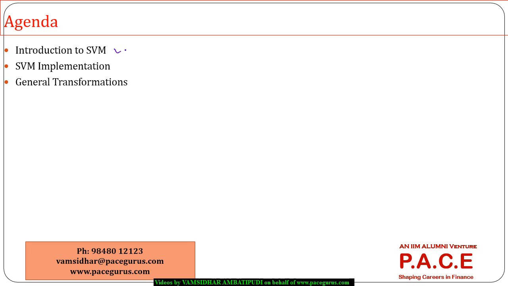We will talk about a basic introduction to the world of support vector machines and how a support vector machine typically learns from the data. What is the typical mechanism by which it learns from the data? And then we also talk about the general transformations which are typically called kernels. We will be talking about the commonly used kernel transformations which the support vector machine uses as a part of its classification mechanism.